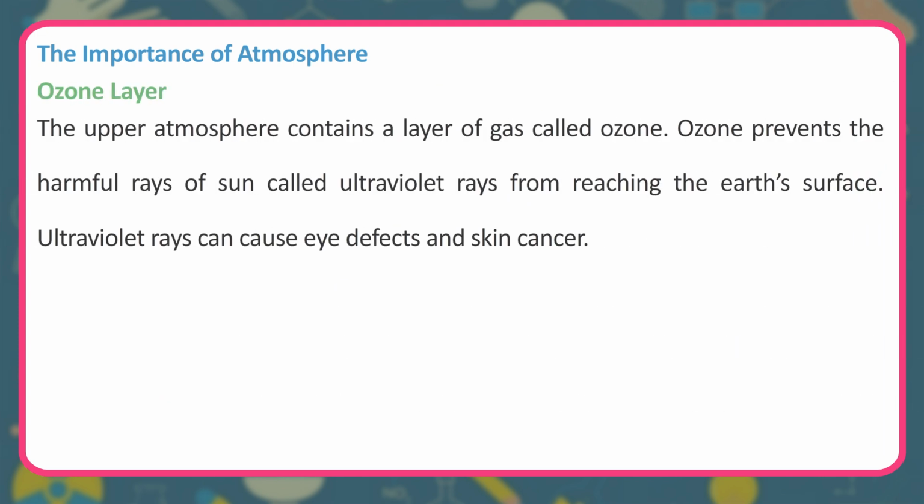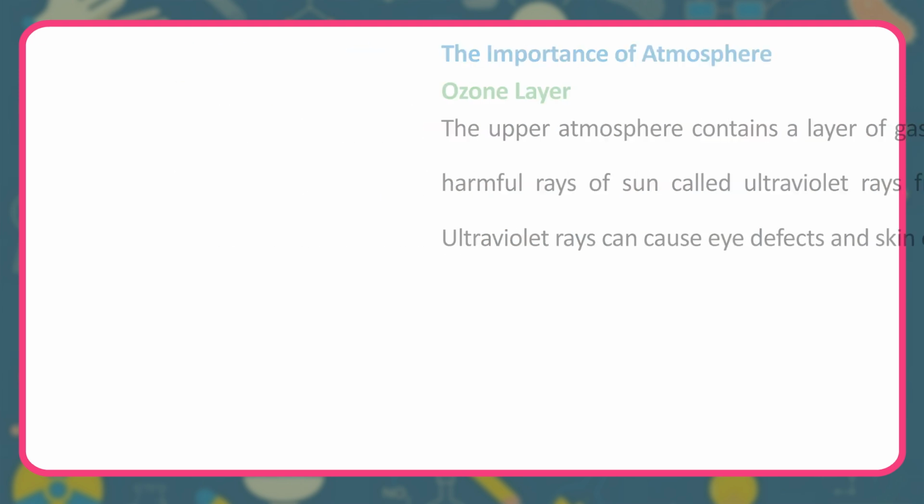Ozone layer. The upper atmosphere contains a layer of gas called ozone. Ozone prevents the harmful rays of sun called ultraviolet rays from reaching the Earth's surface. Ultraviolet rays can cause eye defects and skin cancer.